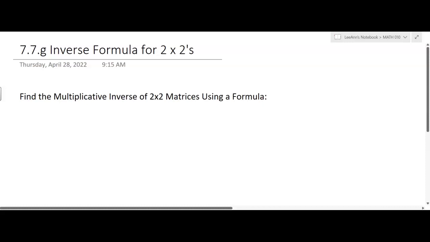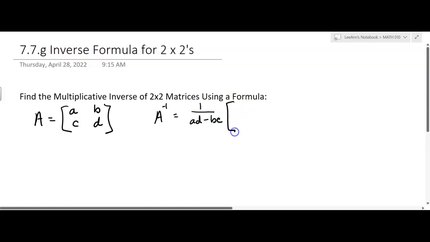Okay, so somebody somewhere said the 2 by 2's, those aren't too bad. We can come up with a formula so that you can find the multiplicative inverse. So here's the formula. It's based on if you have A, and we're going to use A, B, C, D for the elements, then A inverse is equal to a scalar multiple, which is going to be 1 over AD minus BC.